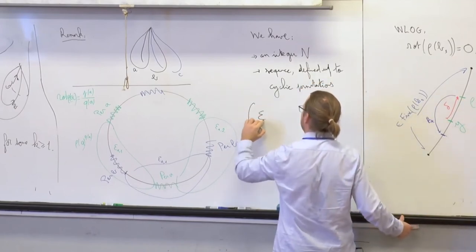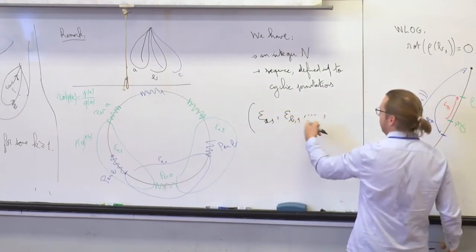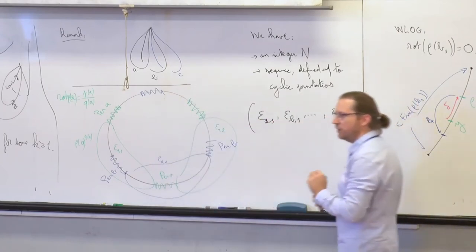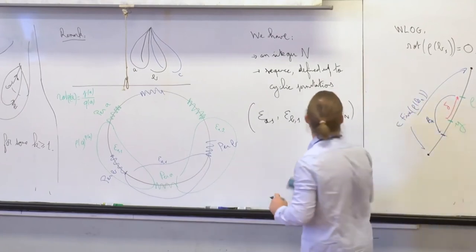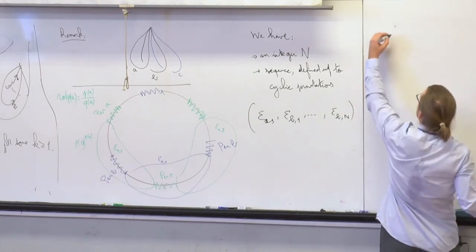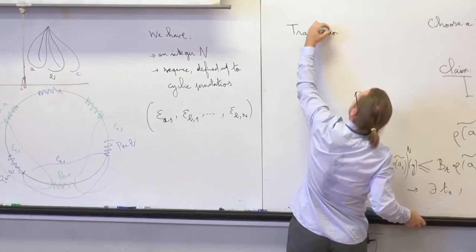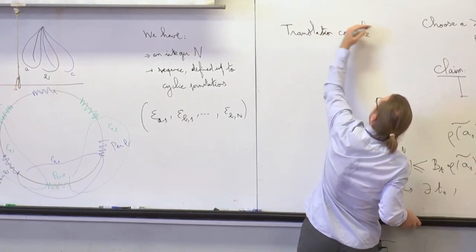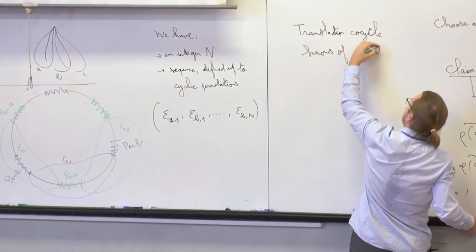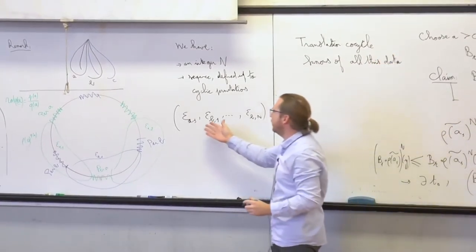F signs, epsilon 1 A1, epsilon B1, until the last, which is epsilon Bn, which is the number of things here. Okay. And now the thing is that the translation cocycle knows of all this data, and in a very natural way.